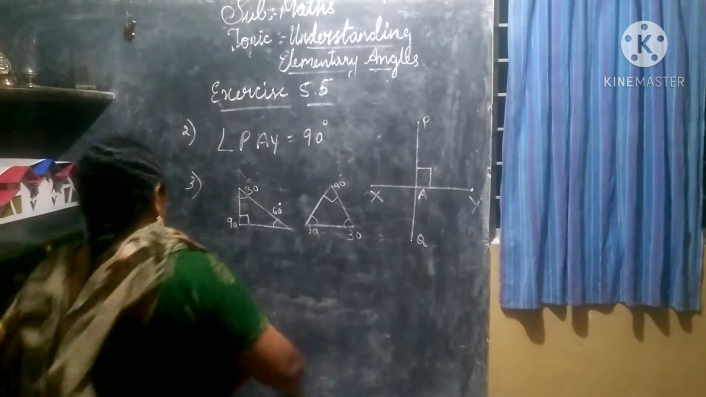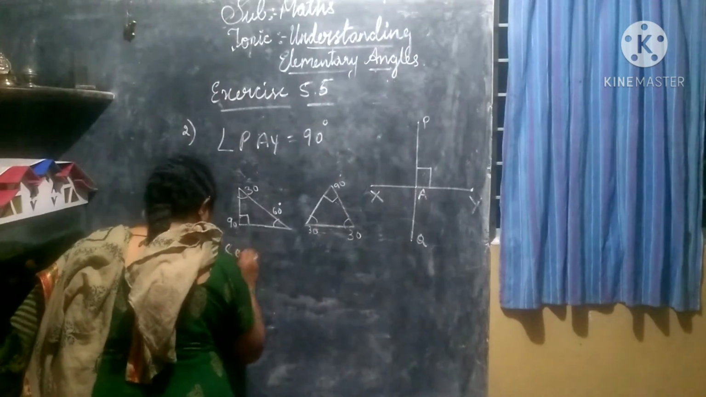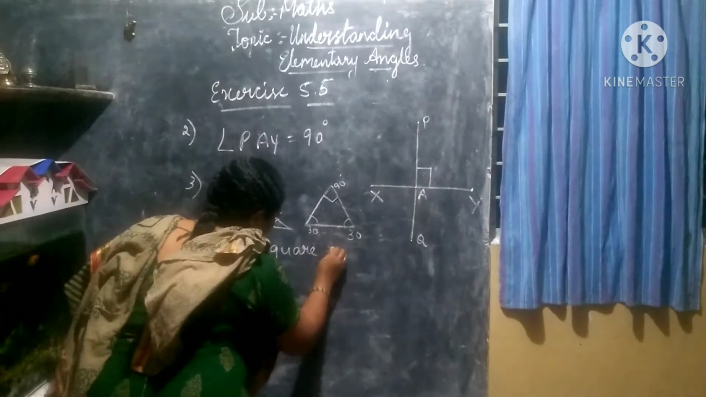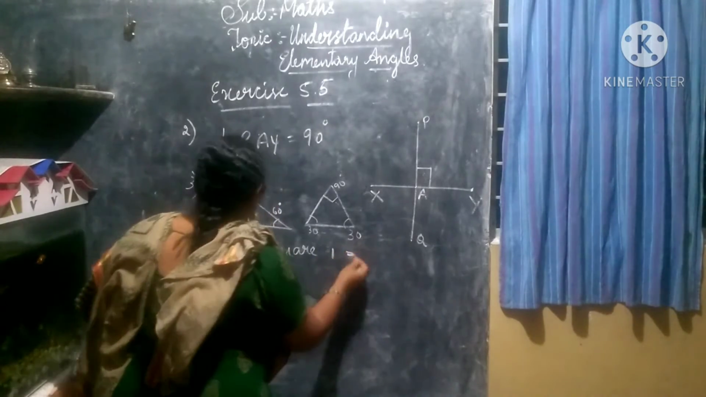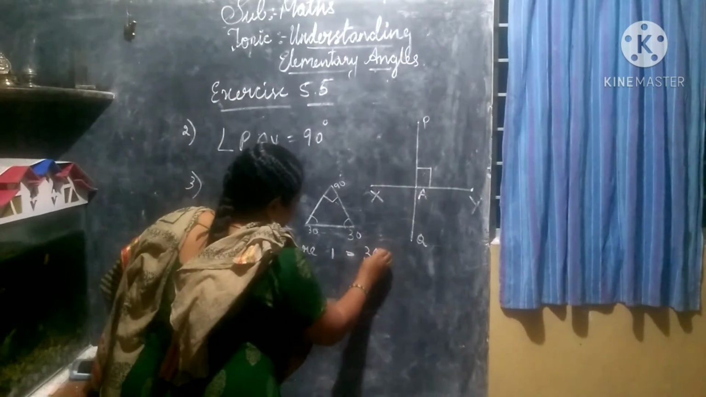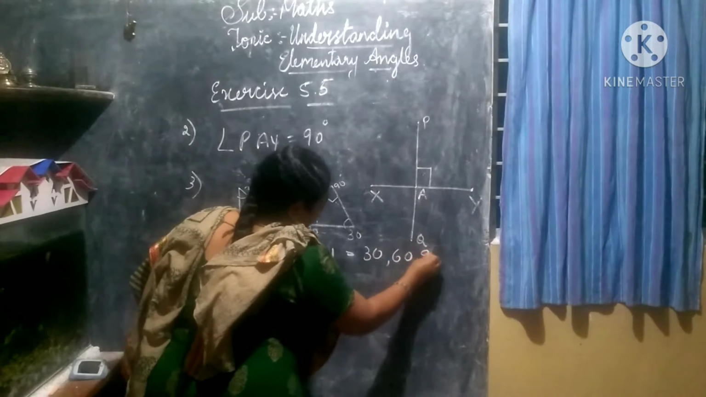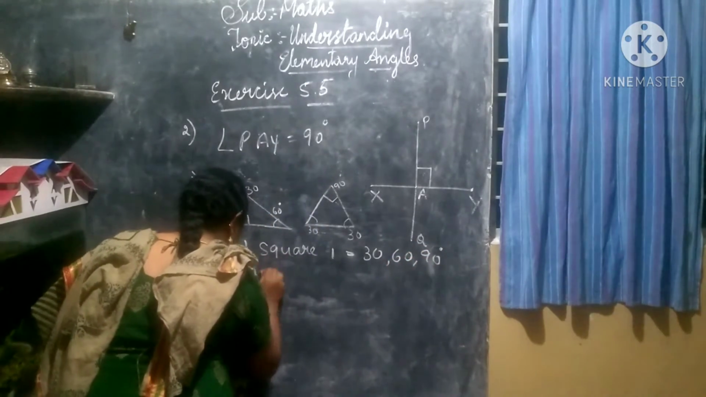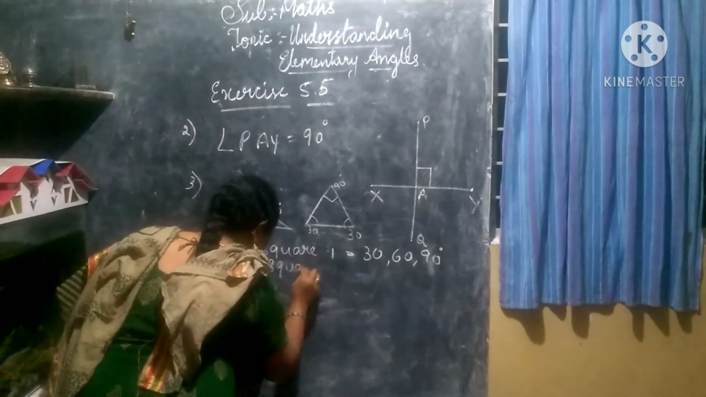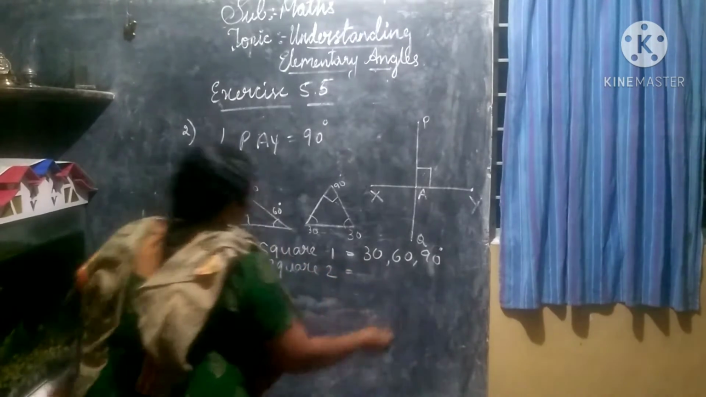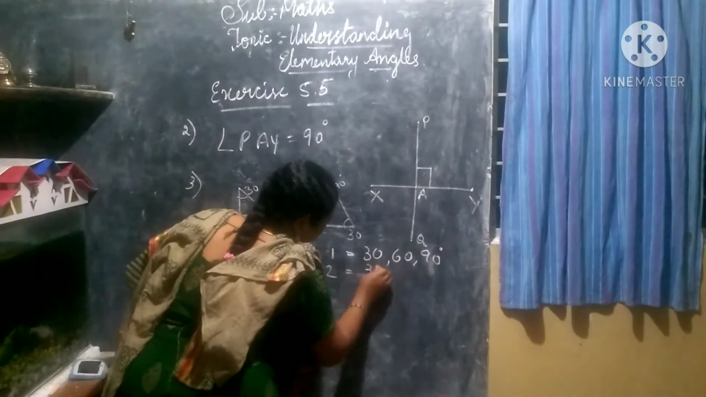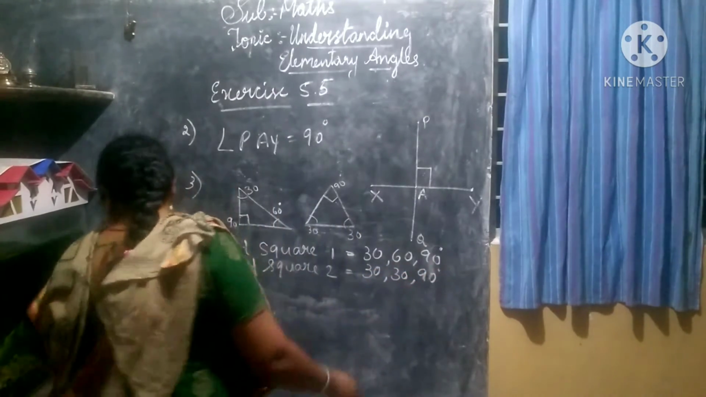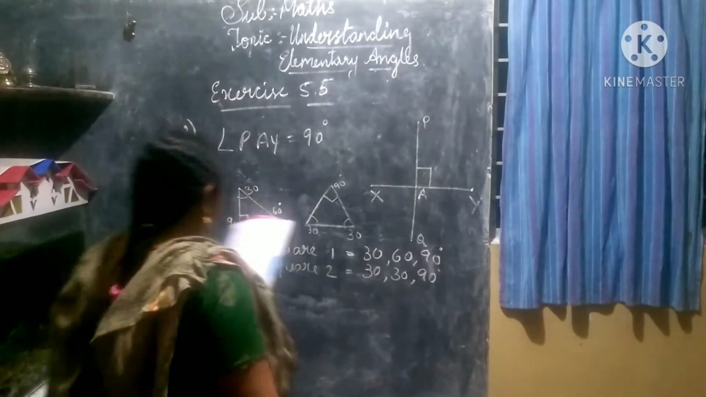So we will write it as set square 1 having the measurement of 30, 60 and 90. Set square 2 is equal to 30, 30 and 90. So they have asked one more question for us.